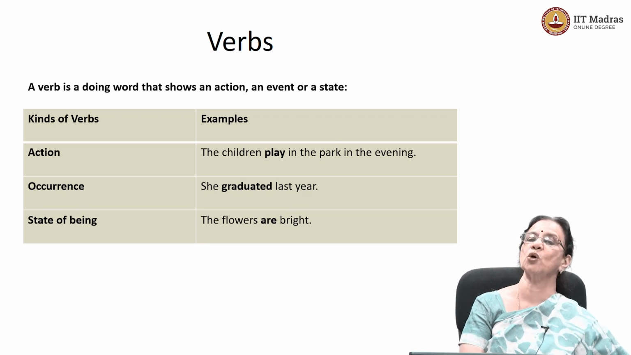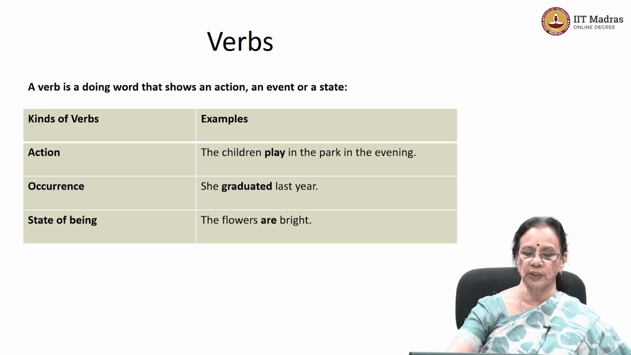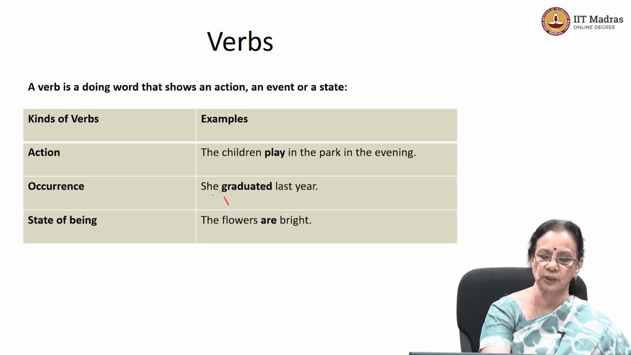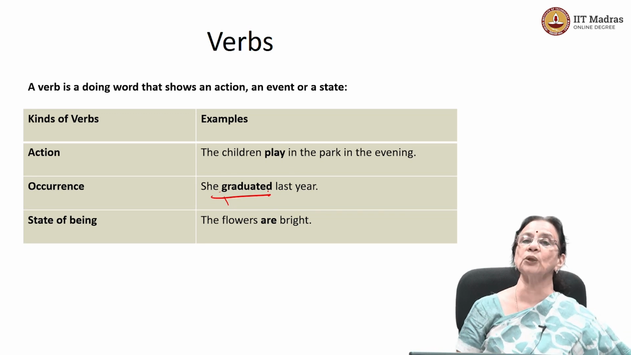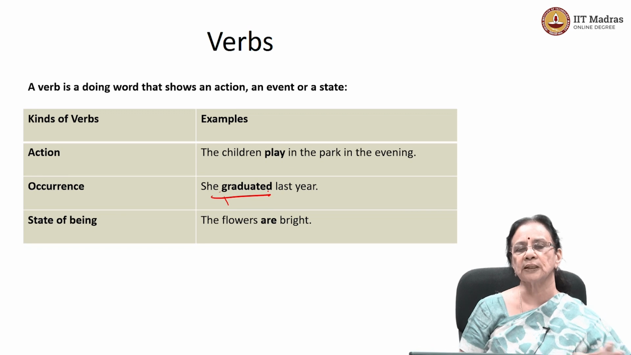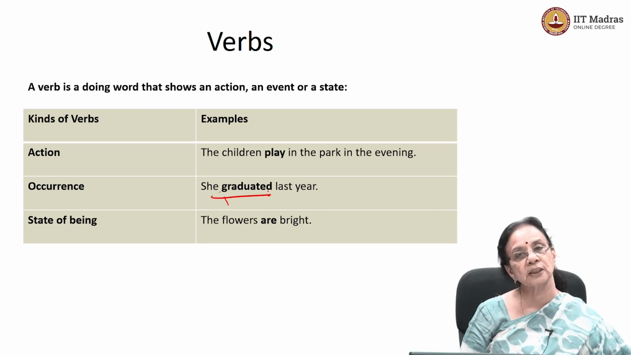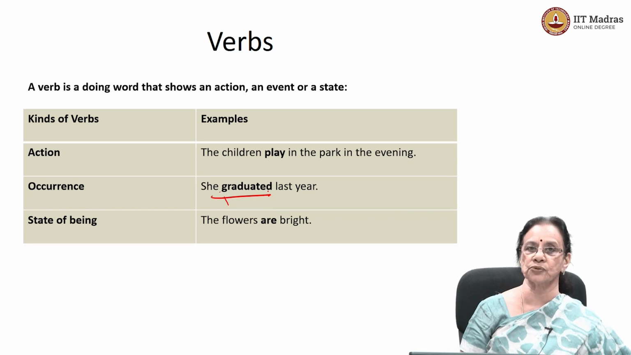And then you have occurrence verbs. What are they? Let us look at this example. She graduated last year. So it is an occurrence. Now, it is an event that happened last year, like getting married or celebrating a birthday. They are all occurrences. So that is another kind of verb that we have.